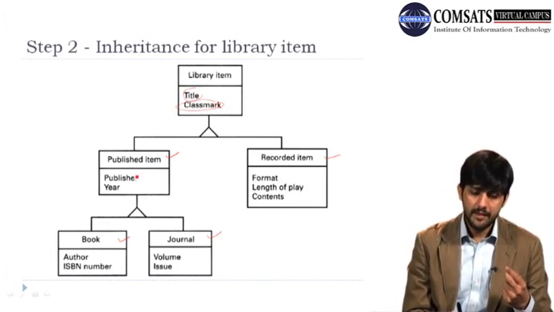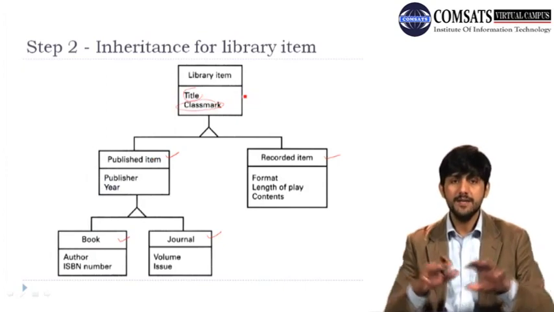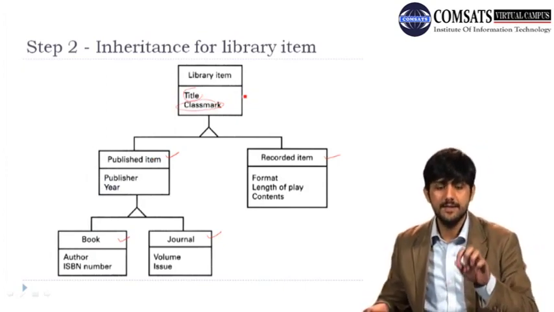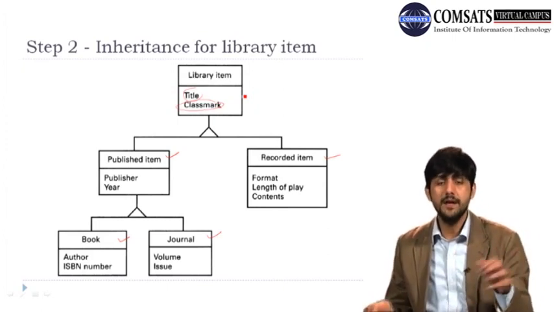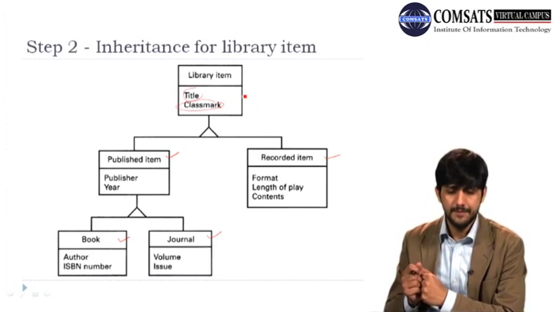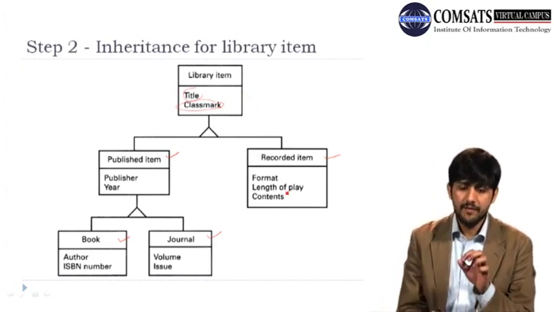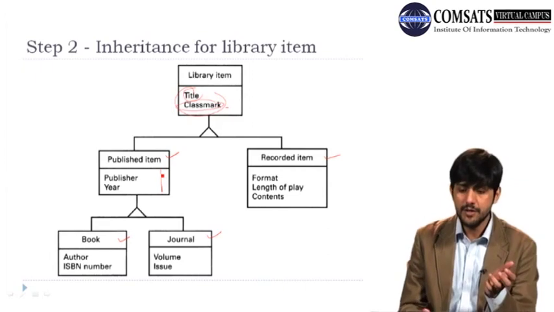Each library item has these things, and library items have two categories. So there are two types of library items. There can be published items and there can be some recorded material. Both of these would have these two common things, but they have some additional things. Published items have a publisher and a year of publication.